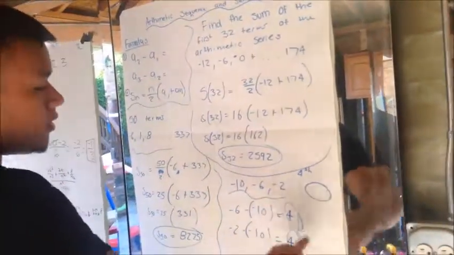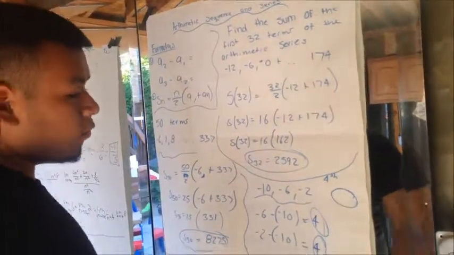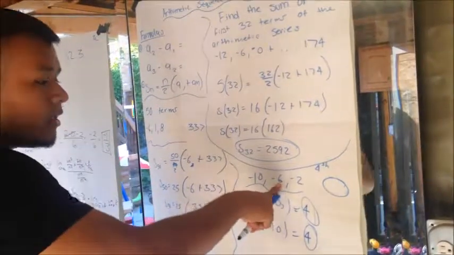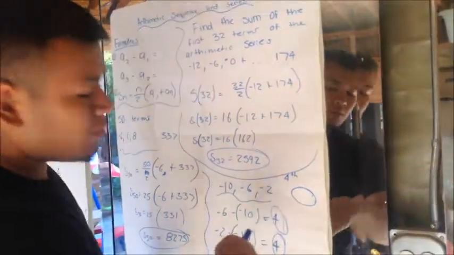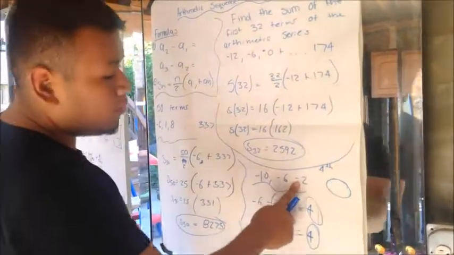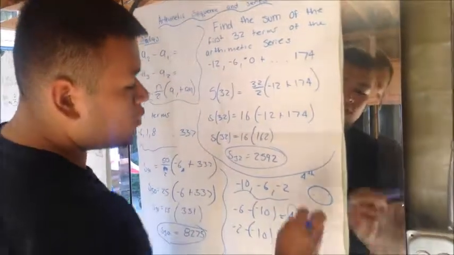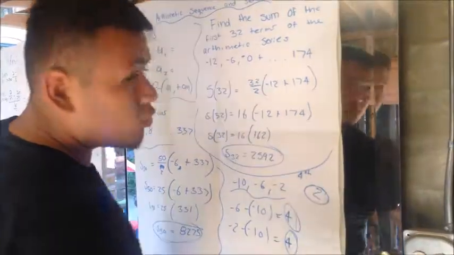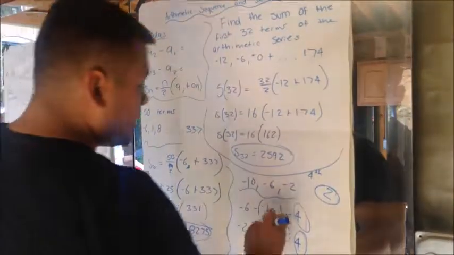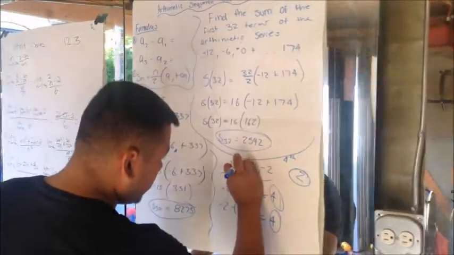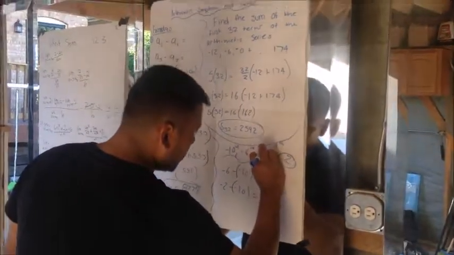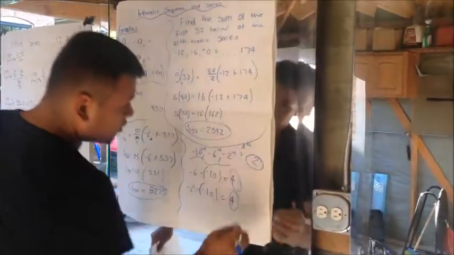So that means if we get these the same number, we're obviously going to be adding by 4. So -10 plus 4 equals -6. -6 plus 4 equals -2. -2 plus 4 equals 2. So the answer would be 2. So pretty much you're just adding 4, adding 4, adding 4, and that's how you get this answer.